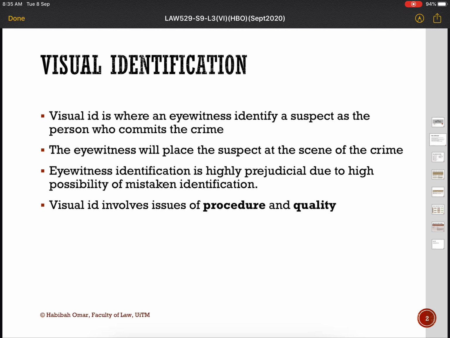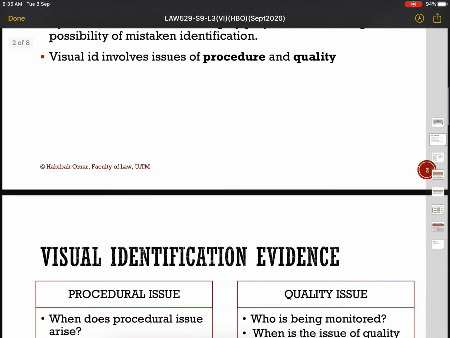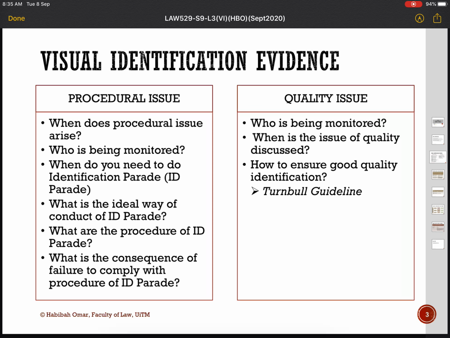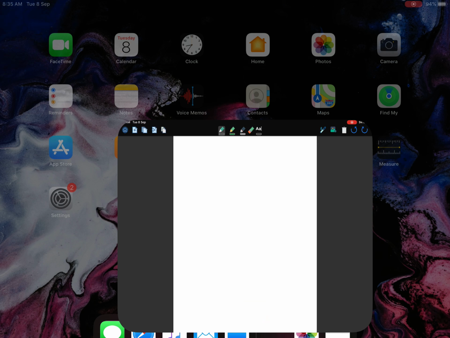Now when we talk about visual identification here, because the identification through visual by an eyewitness is highly prejudicial, normally there will be 2 issues involving visual identification. That is the issue of procedure and the issue of quality. So this will basically be the visual identification evidence, the issue of procedure, and the issue of quality.